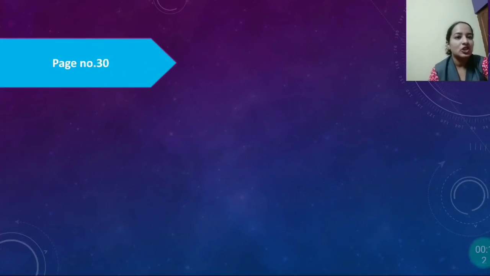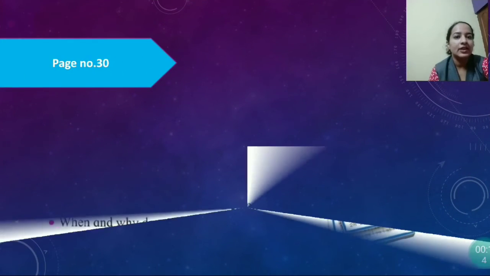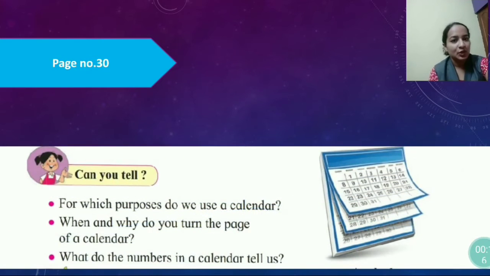Open your page number 30 and start reading with me. Can you tell? First one, for which purposes do we use a calendar? I have already given the answers to all these questions. We use a calendar to look for a specific day, date, important days, holidays, etc.